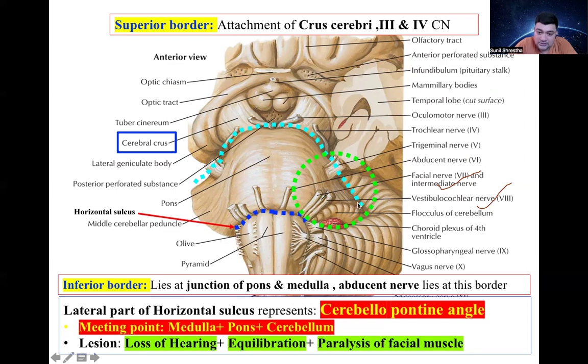If there is any injury in this region, you can see the trigeminal nerve, and in the lower part, you can see the facial nerve as well as the vestibulocochlear nerve. So if there is damage in this region, there will be loss of hearing and of maintenance of equilibrium, and because of the paralysis of the facial muscles, facial paralysis might also occur if there is injury in the cerebellopontine angle.